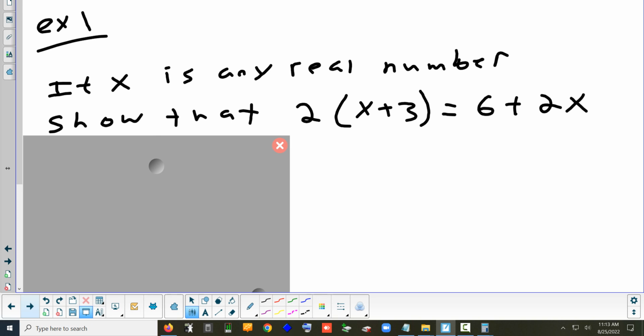So what I want to do here is I'm going to give you a step, and I want you to tell me the name of the step. So let's say I did this. We're trying to prove that what's on the left and what's on the right are the same thing. So this would be the first step.